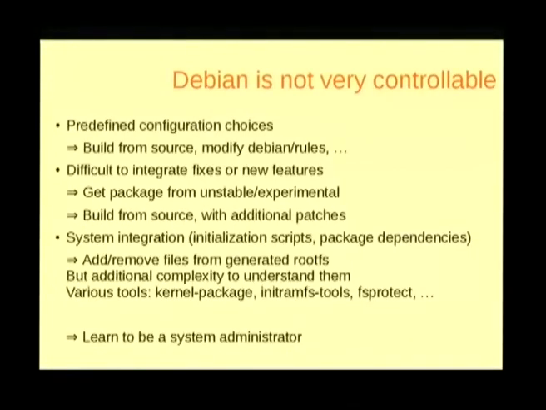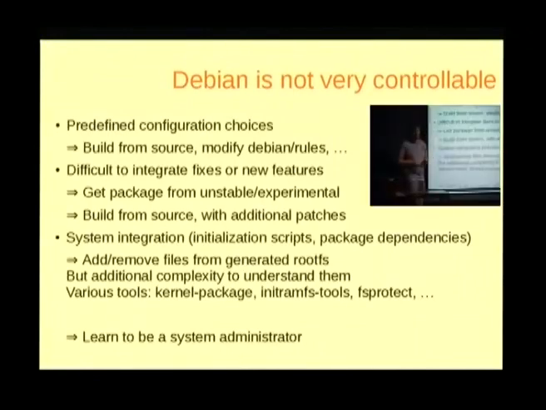That's building from source, which is fairly easy. You just do a dpkg-buildpackage, and with pbuilder, you make sure that it's reproducible by downloading all the dependencies. Now, if you just rebuild from source, of course, nothing has happened. You also have to modify debian/rules or maybe even change the source itself and add some patches to it.